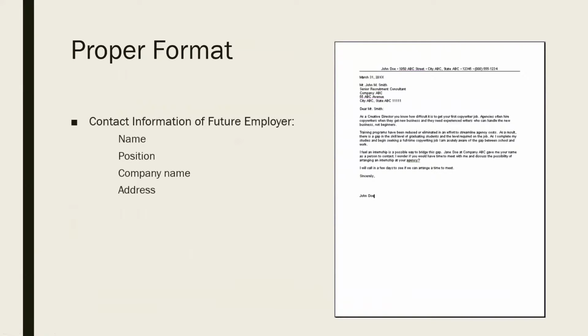Okay, and here's where we get to the contact information of your future employer. I already went over this, but you want to have their name. This says Mr. John M. Smith. His position, he is a senior recruitment consultant. The company name, Company ABC, and the street address, which would be this. This is obviously all fake, but you would find out this real information for whatever job you're applying for.